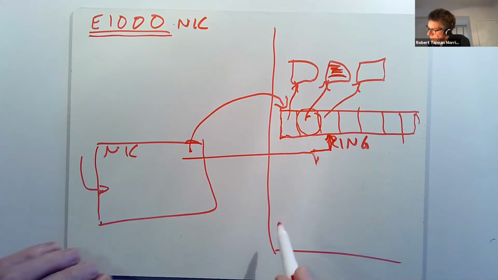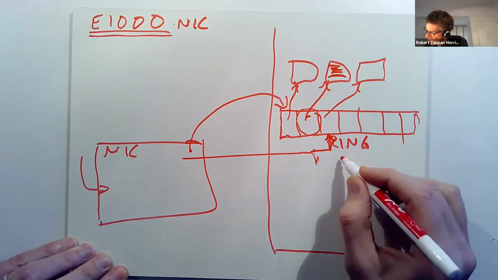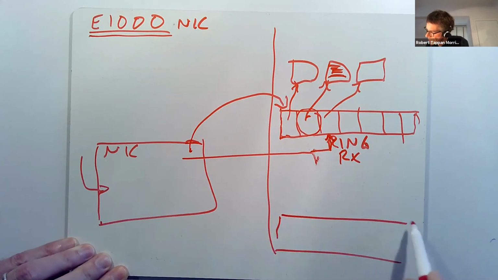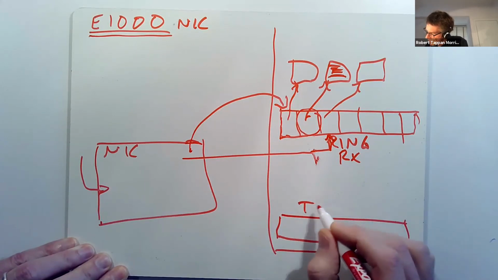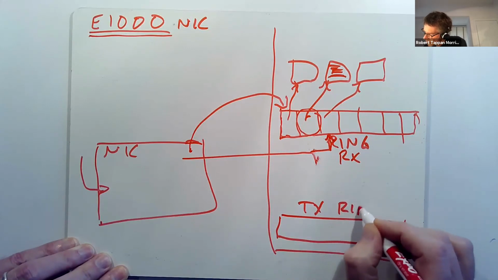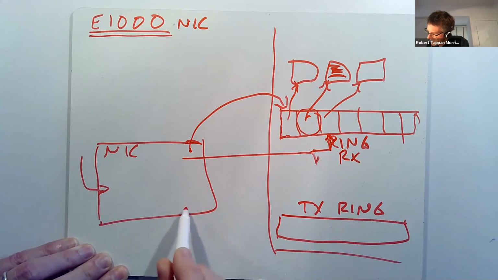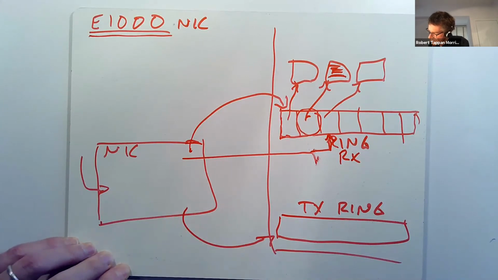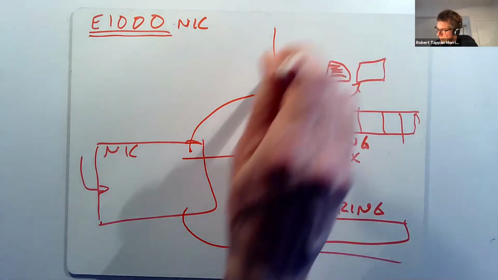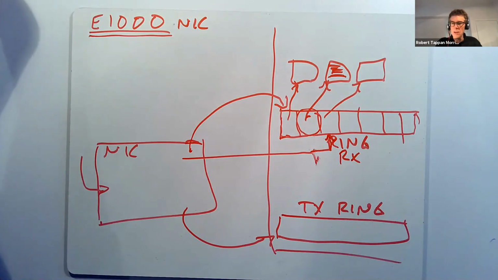This will be the RX ring for receive. There's a similar ring that the driver sets up in which the driver puts packets that it wants the NIC to send. So the NIC also has a pointer to the TX ring. Your job in the lab is basically to write the driver software that handles these rings.